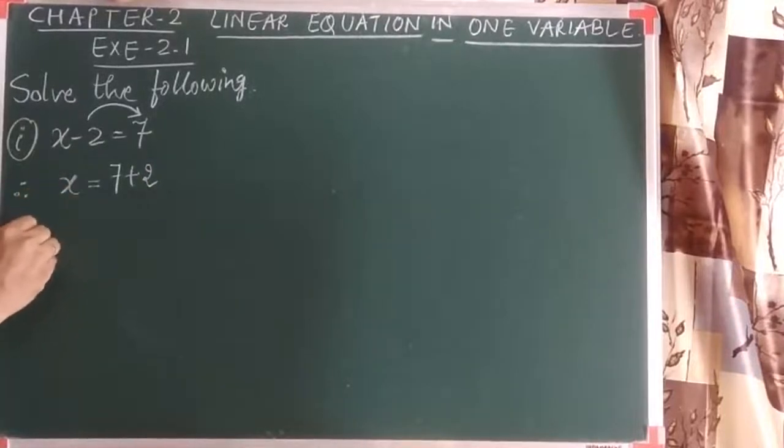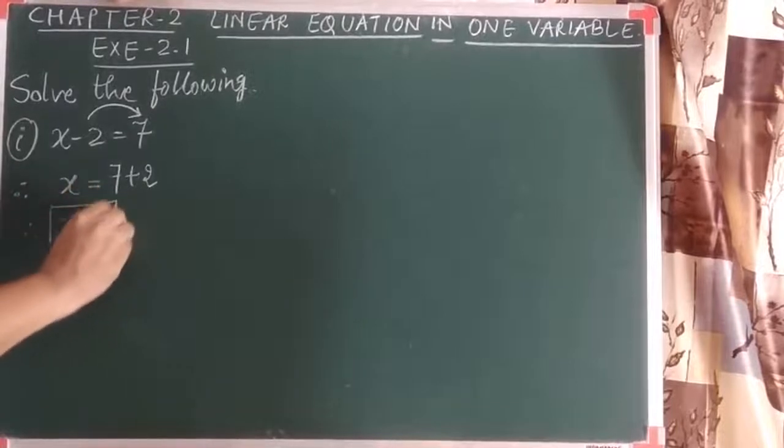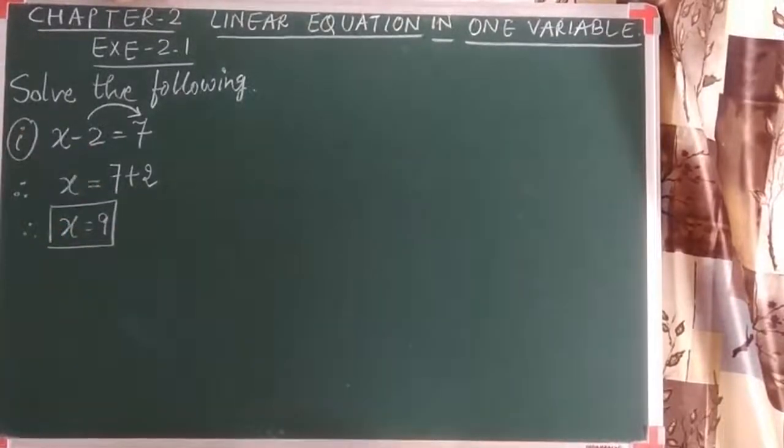Now x is equals to, what is 7 plus 2? That is 9. Very nice. So we can say that this is the solution of this equation. To verify, you substitute x is 9. So 9 minus 2, what will it be? 7. That means we verified this. Let's go for the third question.